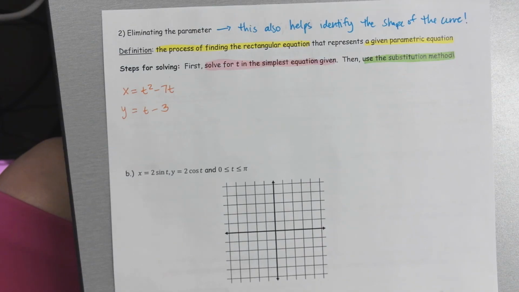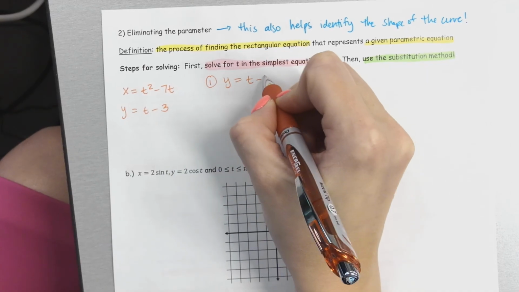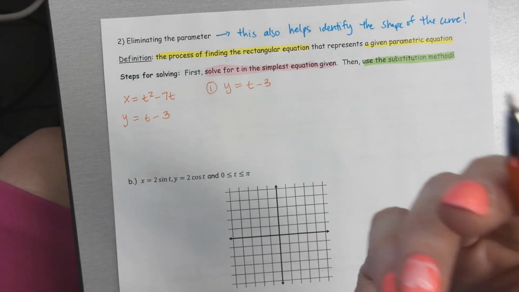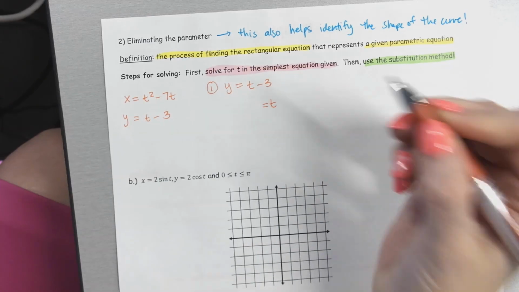Okay, so Toby, what's going to be the simpler equation to solve for? Yeah, so we're going to do y equals t minus 3, and we're going to solve that for t. Okay, so we just have to move everything over to one side. Okay, so Jackson, let me know what you get for t when you solve that.